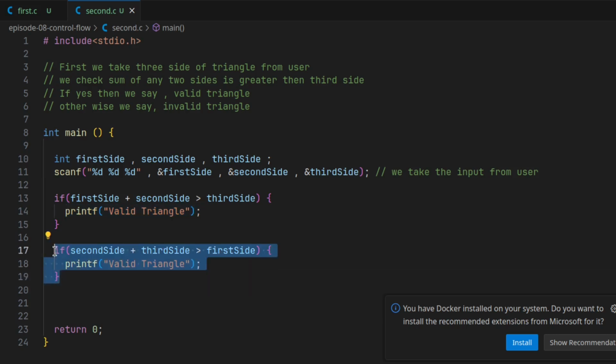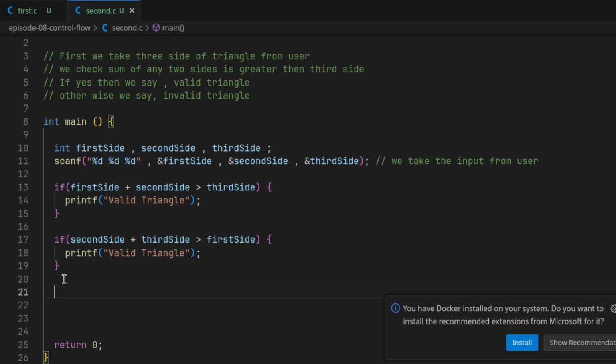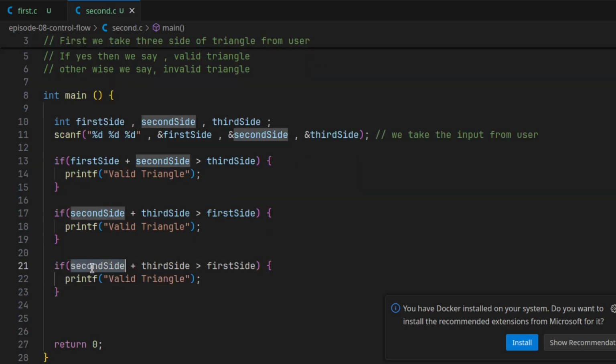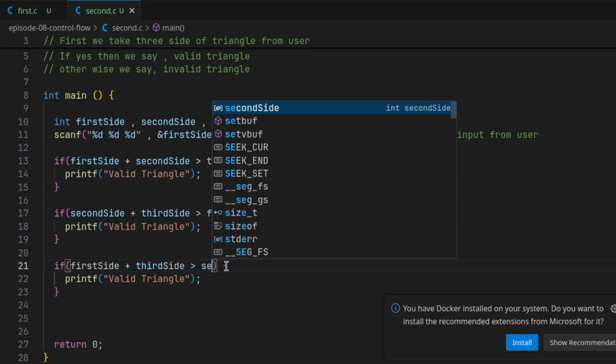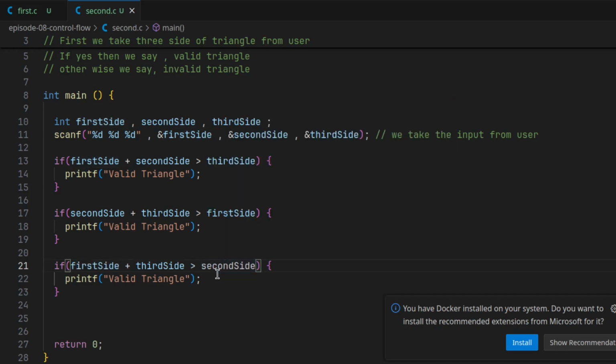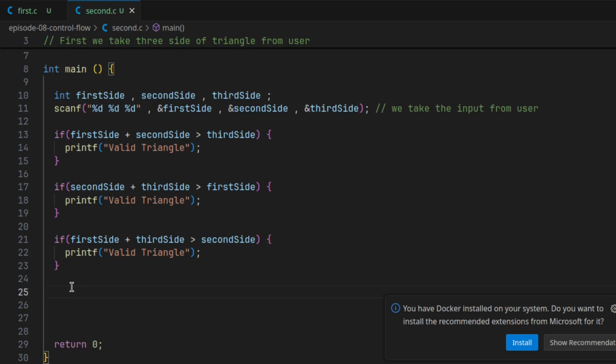After that, if third side plus first side is greater than the second side, then we also say valid triangle. Okay, if none of them prints valid triangle, then it means that it is an invalid triangle. Then I will show you how to improve this code in a good way.